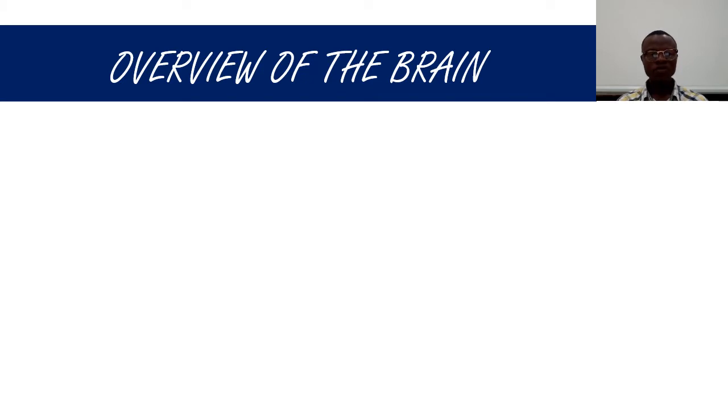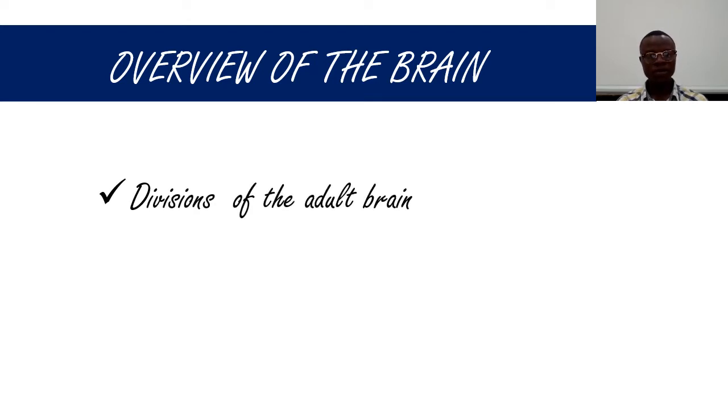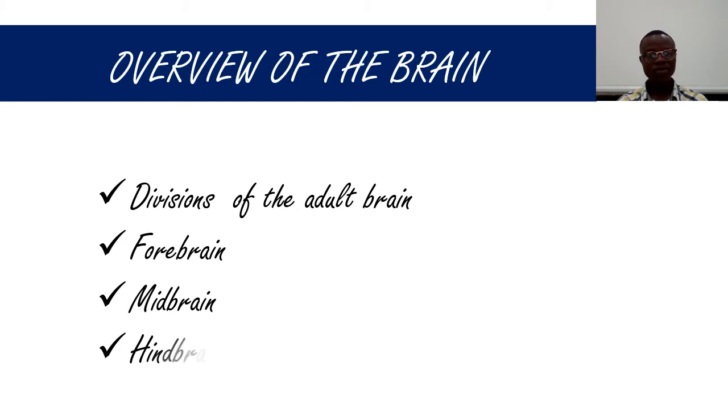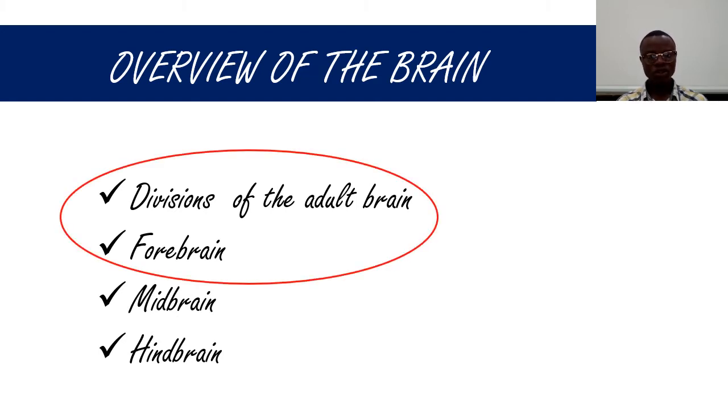At the completion of this tutorial, you will have understood the divisions of the human brain. These include the forebrain, the midbrain, and the hindbrain. However, for the consideration of today's tutorial, we are going to focus on the first two divisions of the human brain and the first division, which is the forebrain.